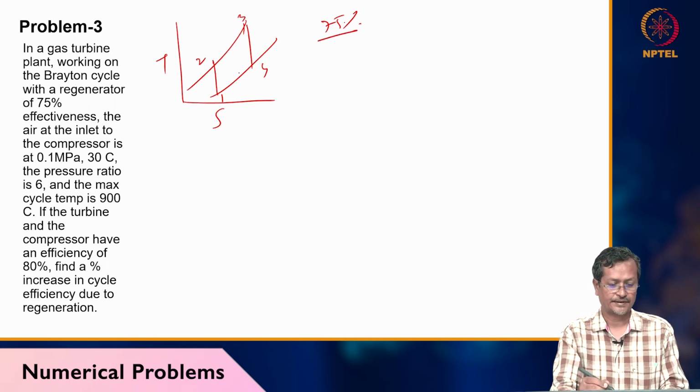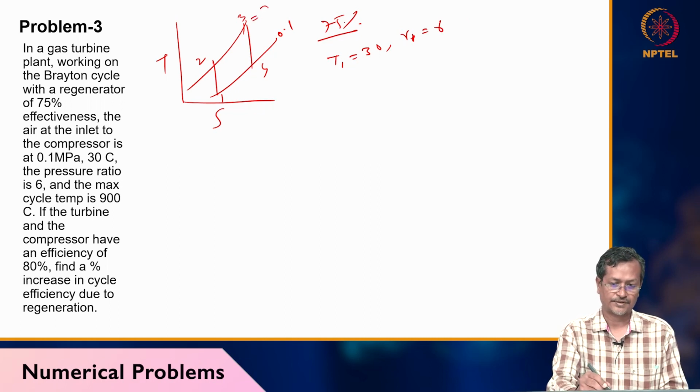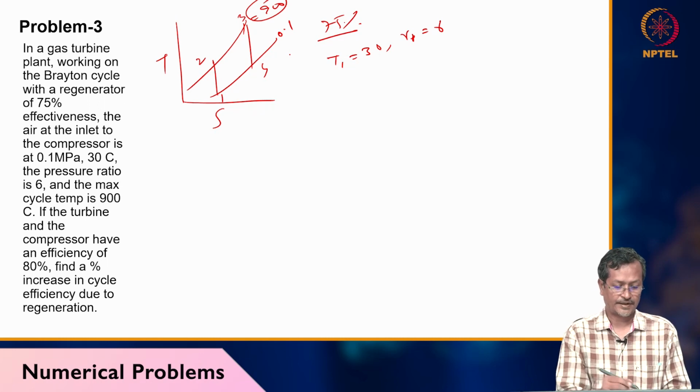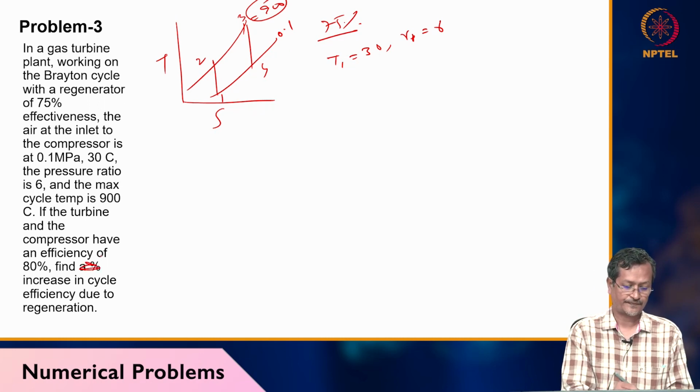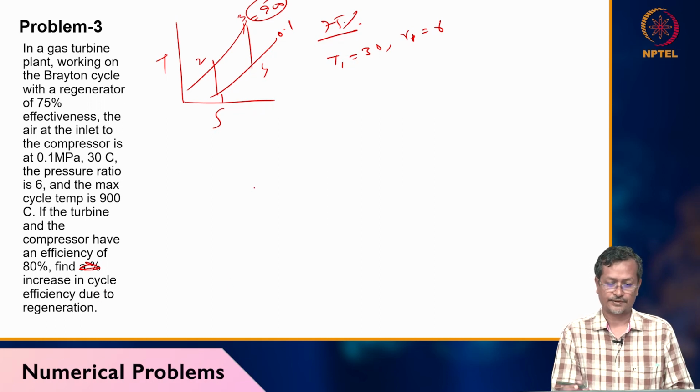Air inlet 0.1 MPa, 30 degrees centigrade, so T1 equals 30 degree centigrade. Pressure ratio 6. Maximum cycle temperature is given, T3 equals 900. If the turbine and compressor both have efficiency 80%, find the increase in cycle efficiency due to regeneration.